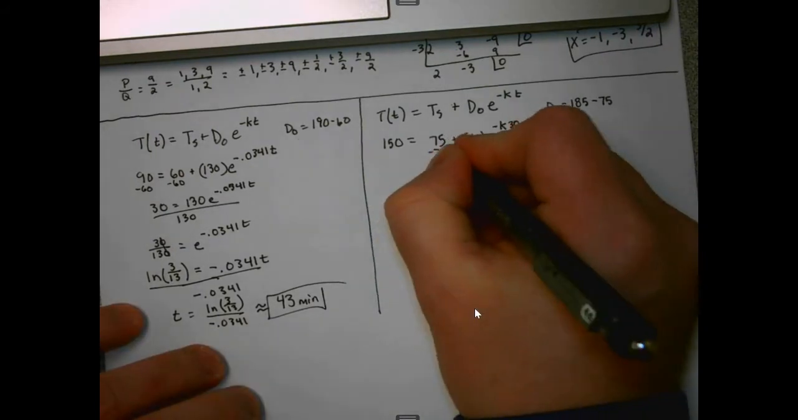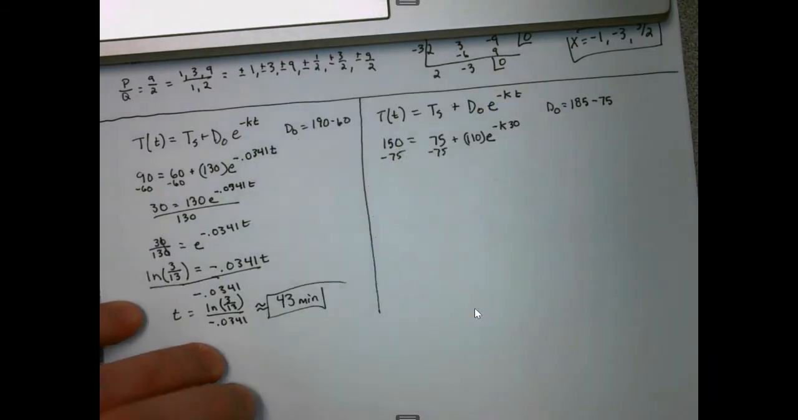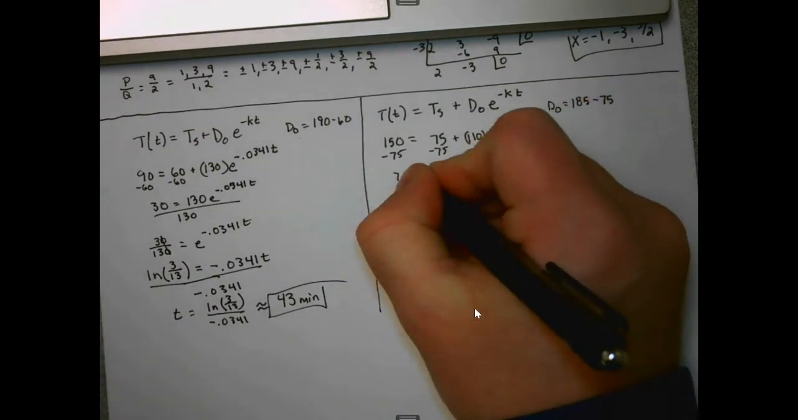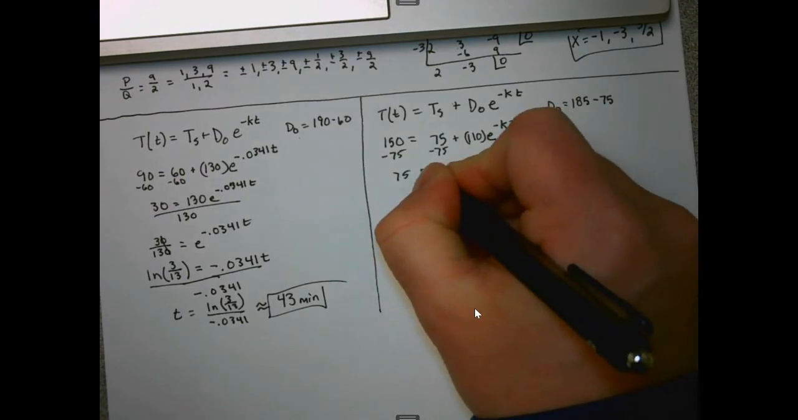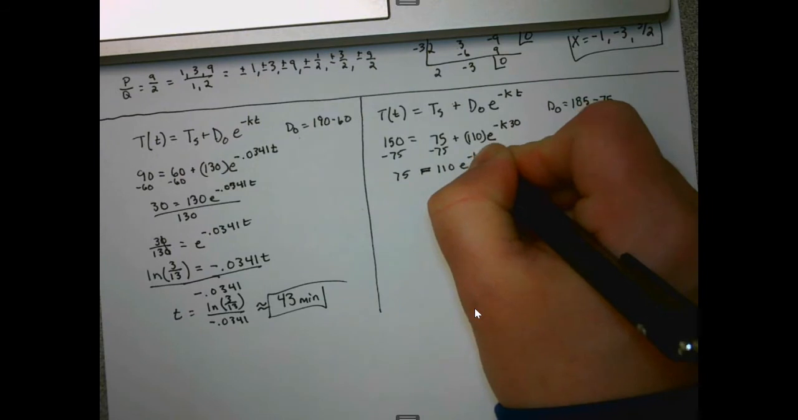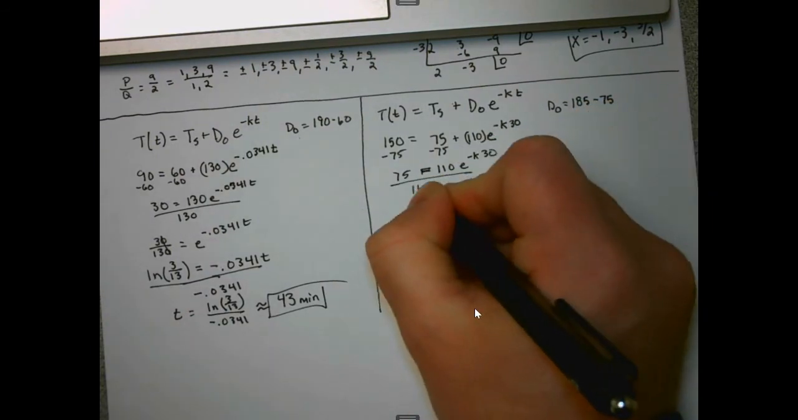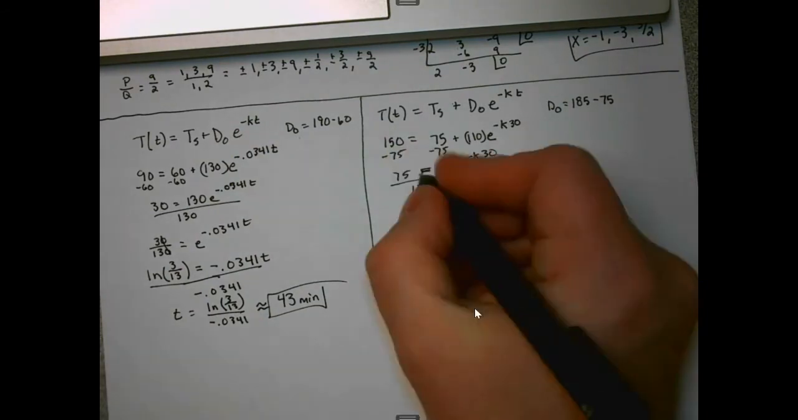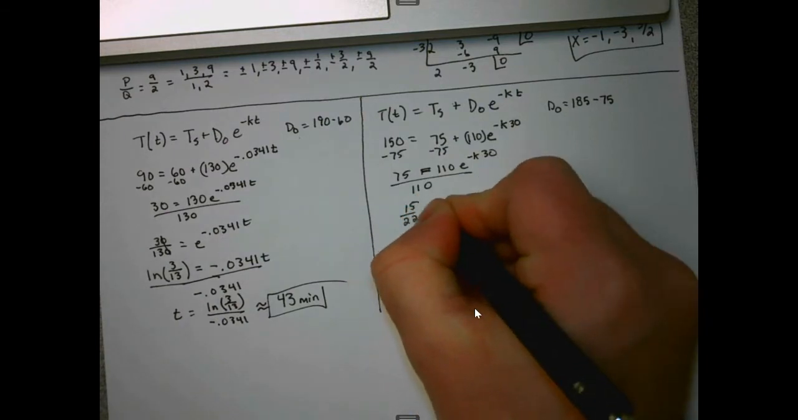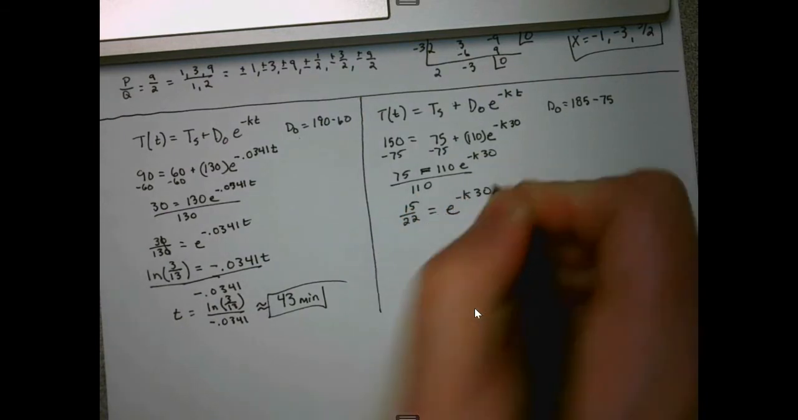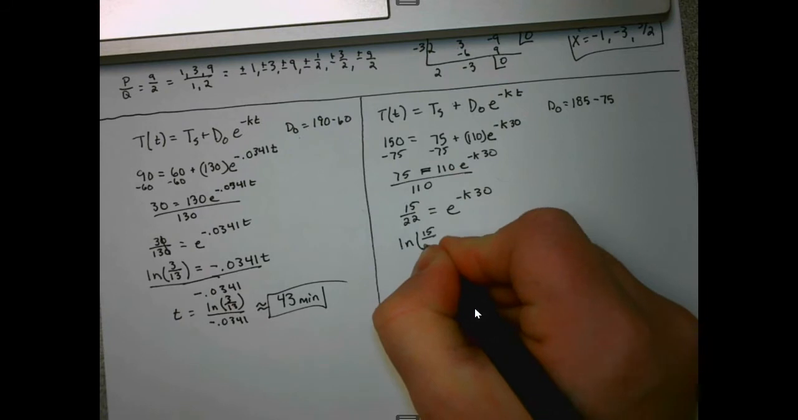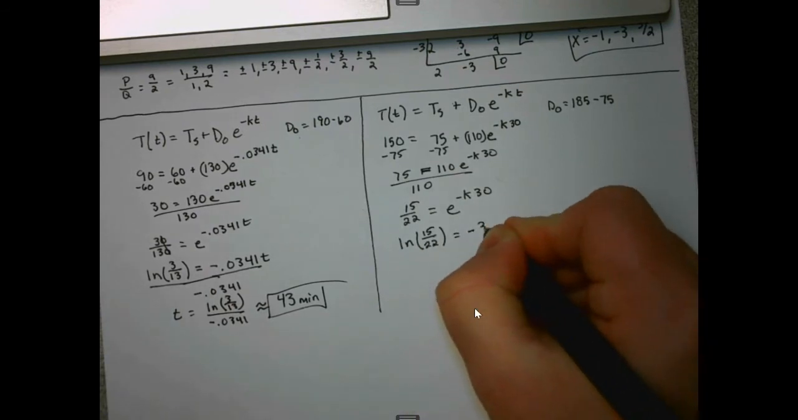So we're going to subtract 75. Okay, so 150 minus 75, 75 plus, equals 110 e to the minus k 30. So divide both sides by 110. You get 15 over 22 equals e to the minus k 30. Take the ln of both sides to get rid of that e. So ln of 15 over 22 equals minus 30k.